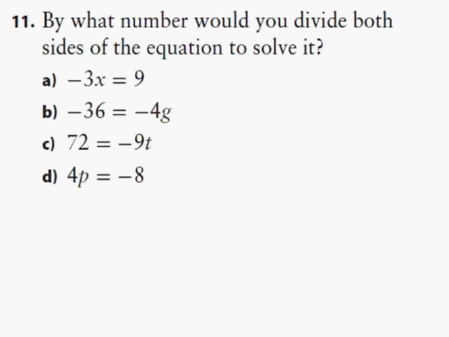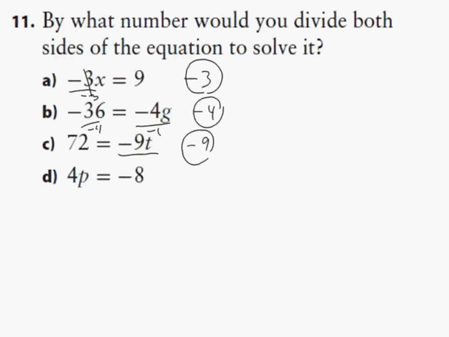Question number 11 says, by which number would you divide both sides? A, you divide both sides by negative 3 to isolate. In B, you divide both sides by negative 4 to isolate. In question C, you divide both sides by negative 9 to isolate. And in question D, you divide both sides by positive 4 to isolate.